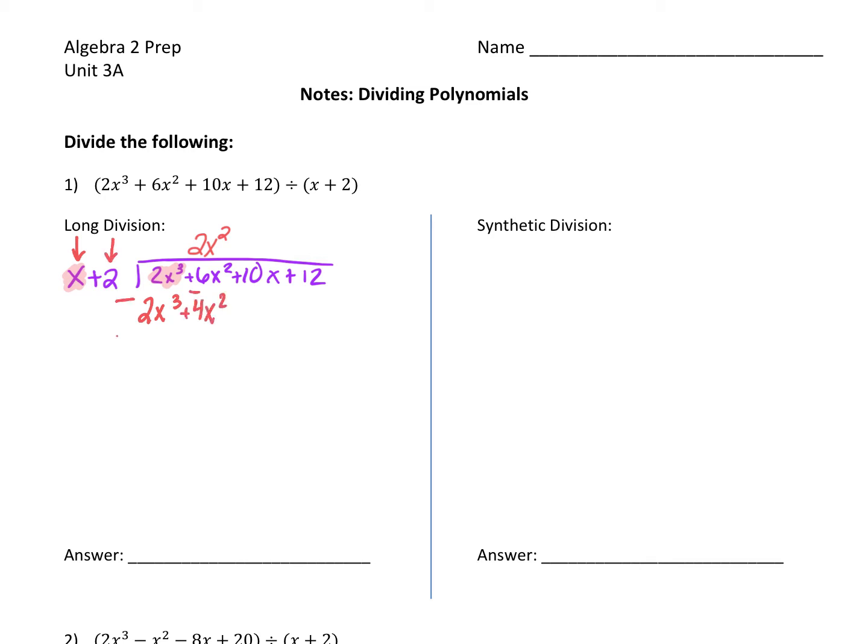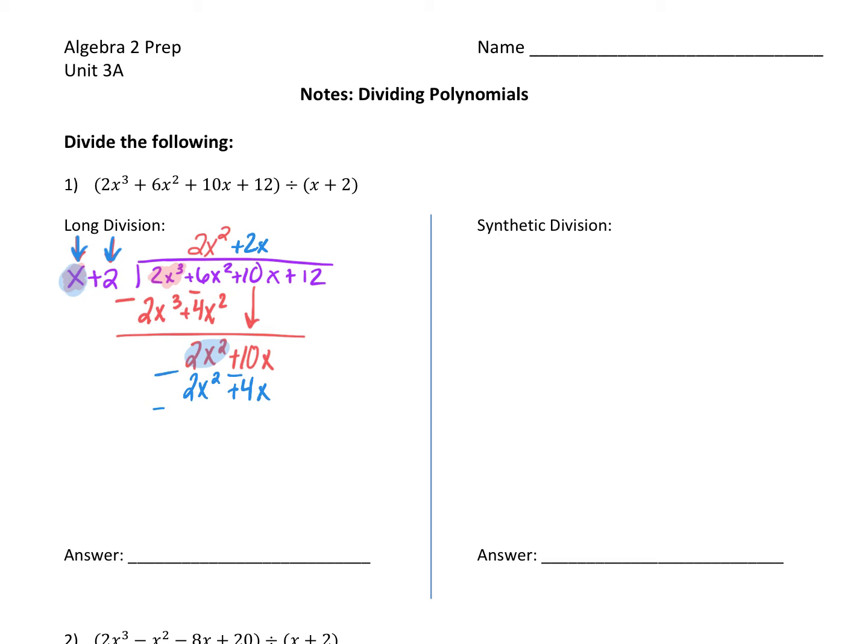Now I'm going to subtract. 2x cubed minus 2x cubed is 0, so I don't need to write anything in this first spot, but 6x minus 4x is 2x squared. Now I'm going to bring down that next term, which is the 10x, and I'm going to go about this process again. So I'm going to say x times what would give me 2x squared. x times 2x would give me 2x squared. So I'm going to take 2x and multiply it by x, and 2x and multiply it by 2.